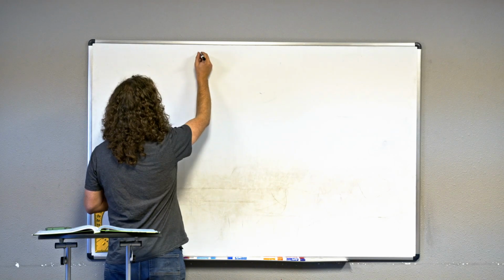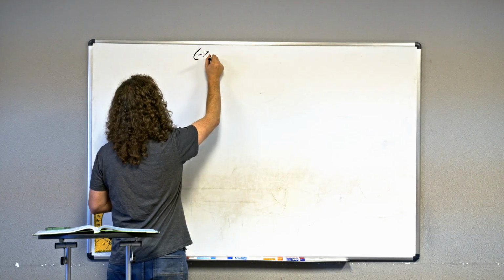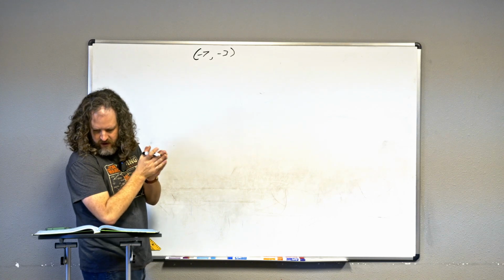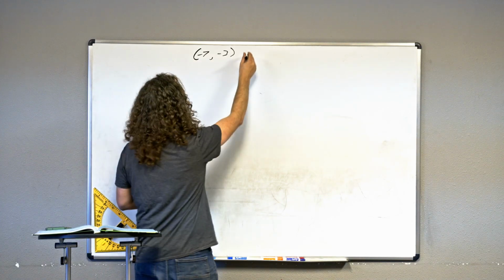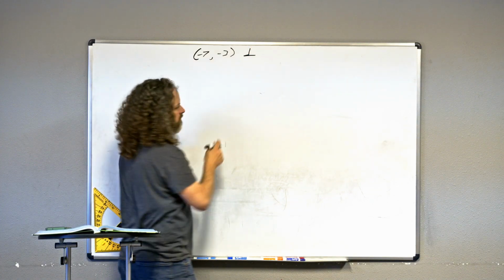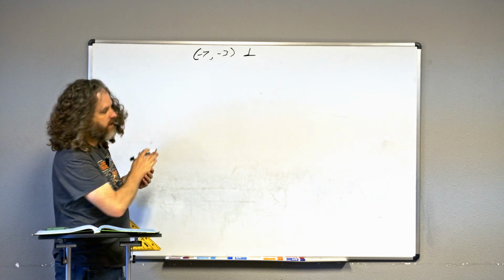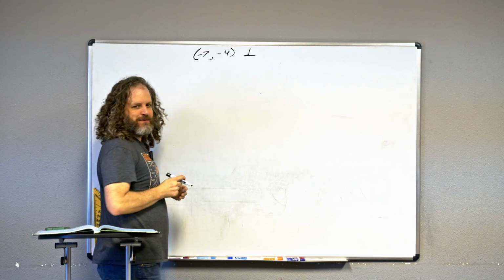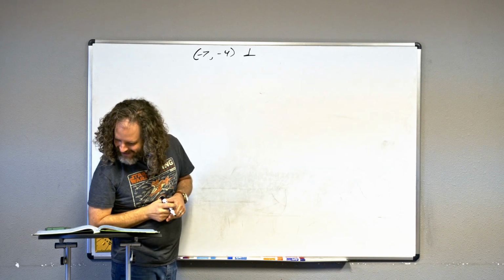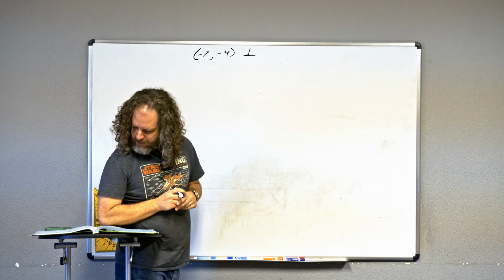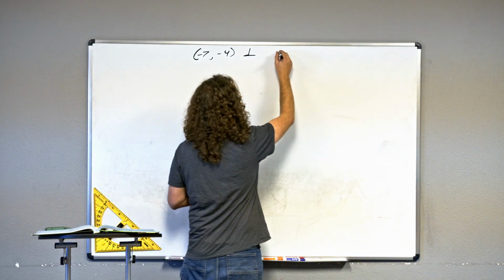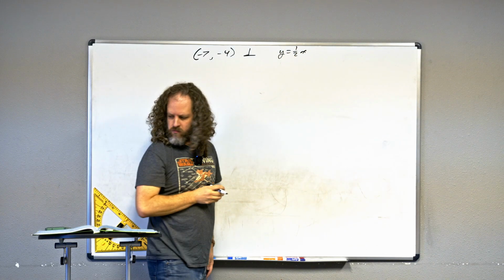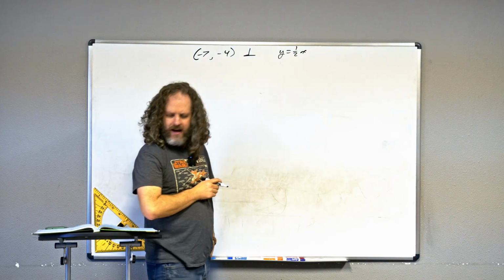We want to find the equation of the line that passes through -7, -3, and is perpendicular. Is it -7, -3, or -7, -4? It is -4. You're like, I found my mistake already. Yeah. And it's perpendicular to y equals 1/2 x plus 9.